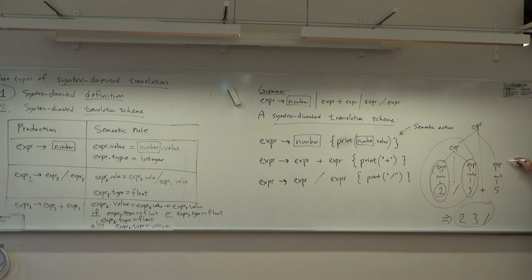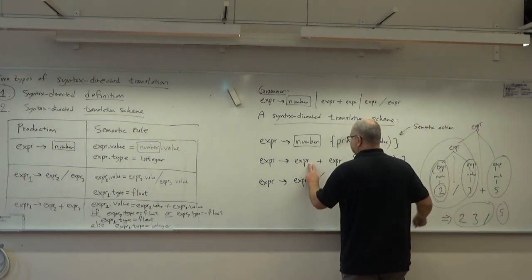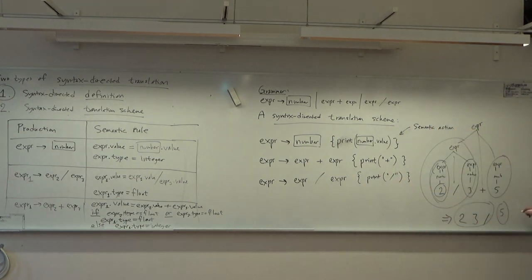And we will parse this subtree too, which gives 5. And then at the end, we have that subtree plus that subtree, that is this expression plus this expression. So we just print the plus at the end. And we have the postfix code.